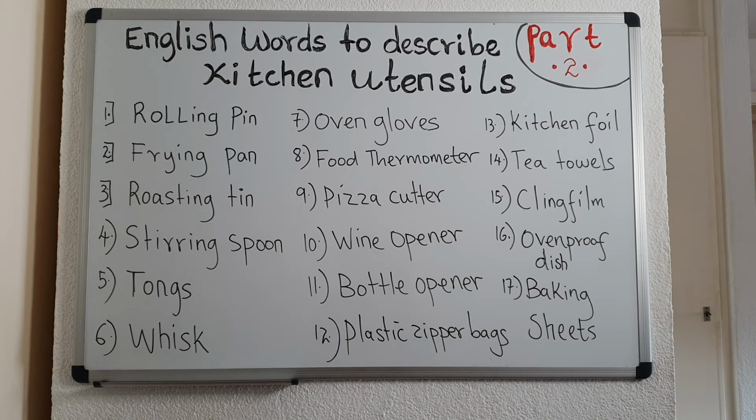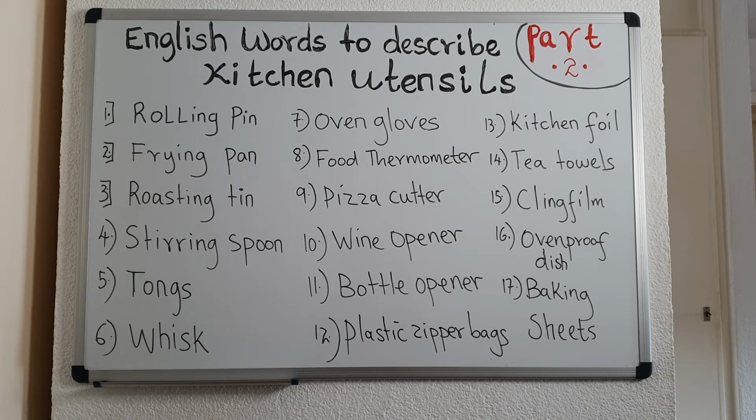It can be all types of food. It can be vegetables. It can be chapatis, for example. All types of food. You can just put them in the plastic bag, zip it to close it, and put it in the freezer. The next word is kitchen foil.